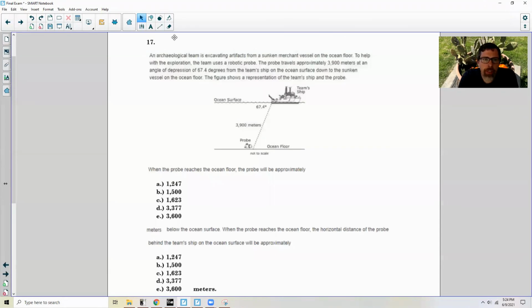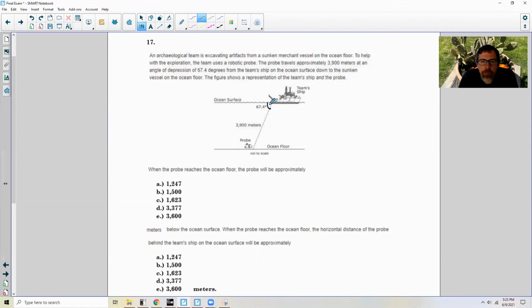Okay, number 17 says an archaeological team is excavating artifacts from a sunken merchant vessel on the ocean floor. To help with the exploration, the team uses a robotic probe, which is right here. The probe travels approximately 3,900 meters at an angle of depression of 67.4 degrees. So there's the distance of this.